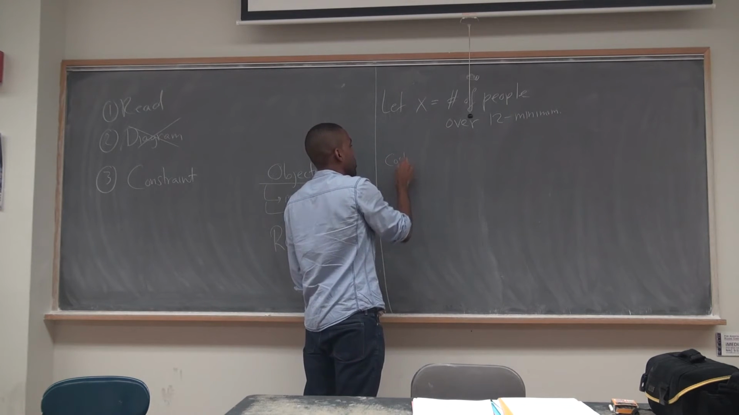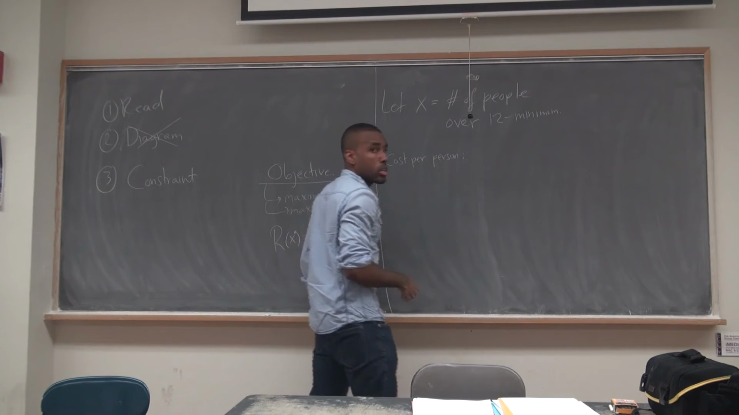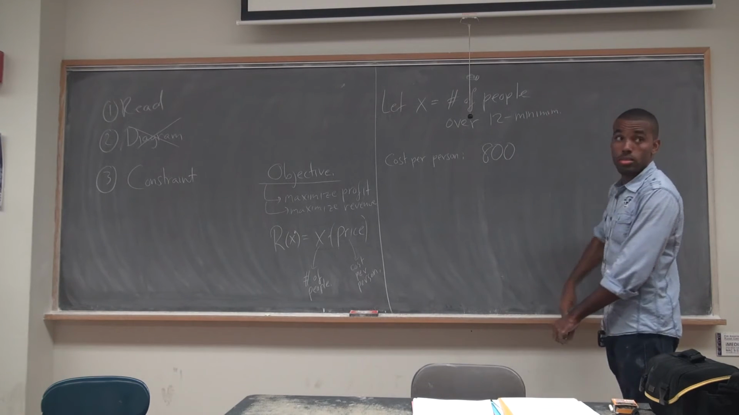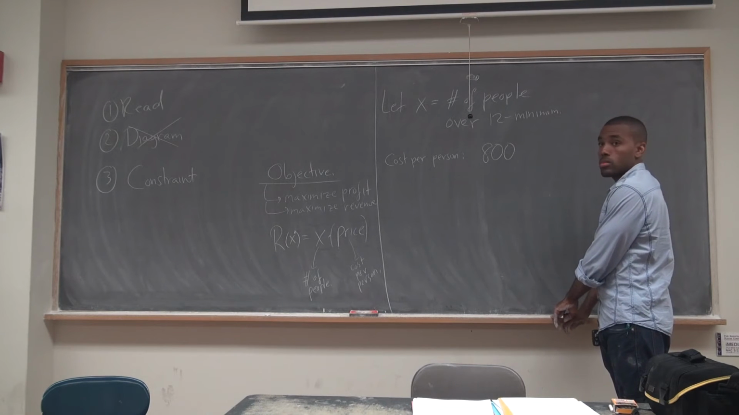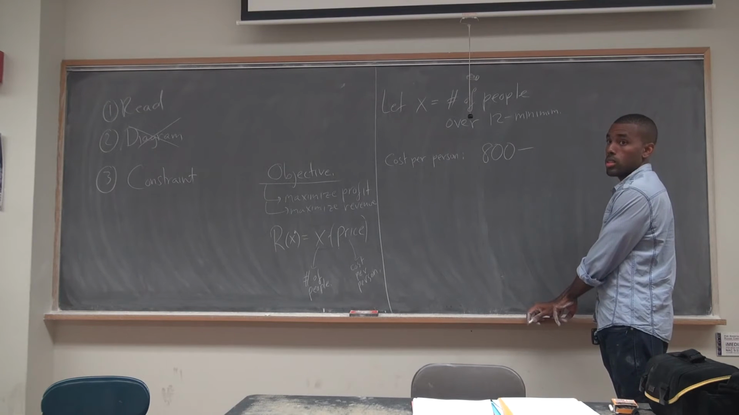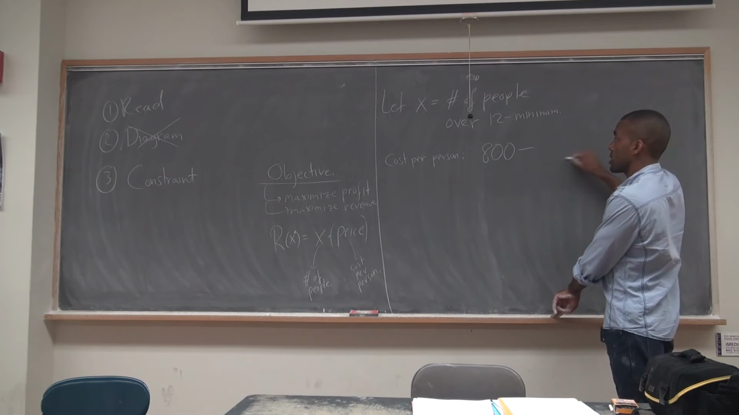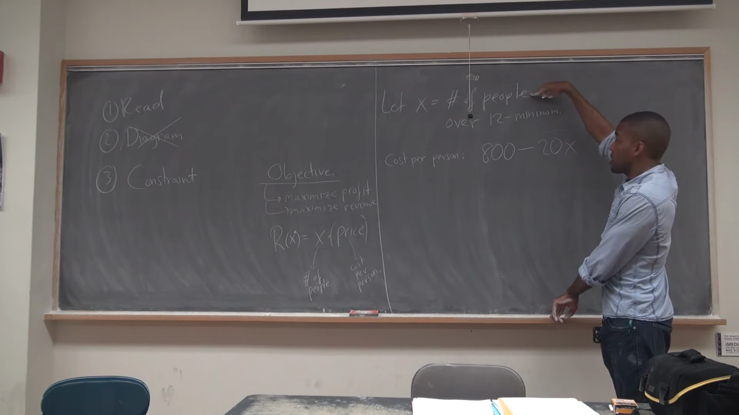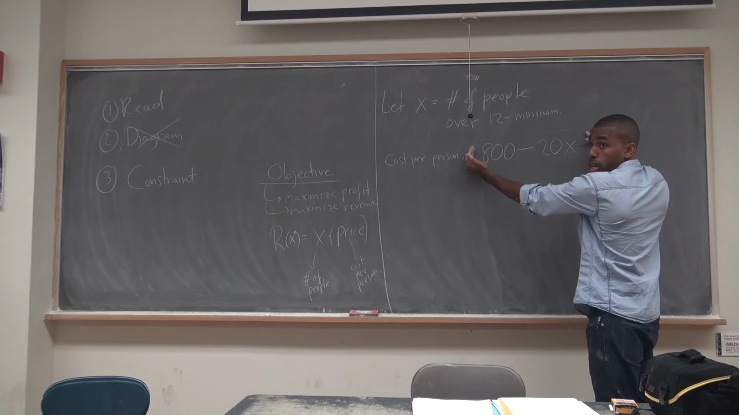So if I were to say cost per person, what would that look like? 800 for each person up to 12, but x is the number of extras. You're subtracting something. You're subtracting what? $20 discount for each person, right? So what would I subtract? 20x. X is the number of people above 12. For each one of those persons, I'm going to subtract $20. This will be the cost that each person will pay.